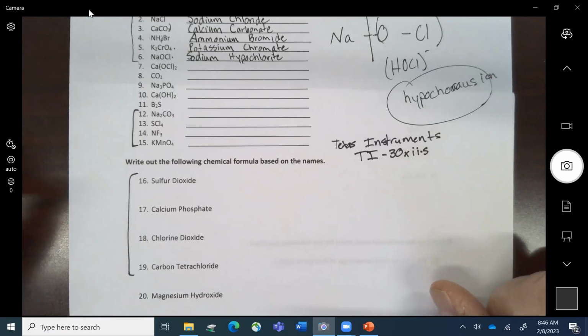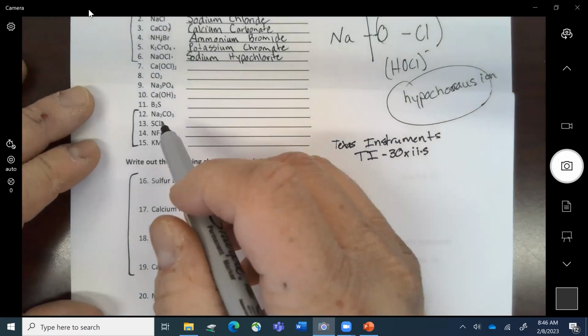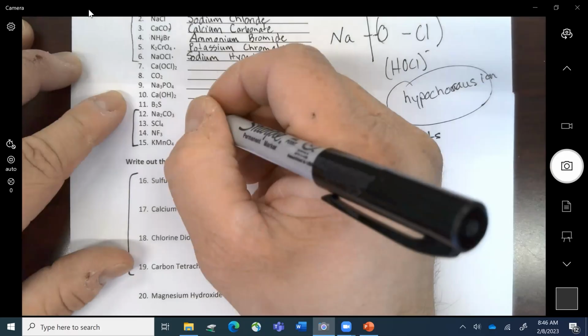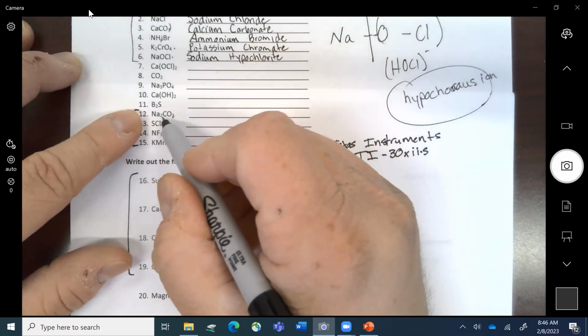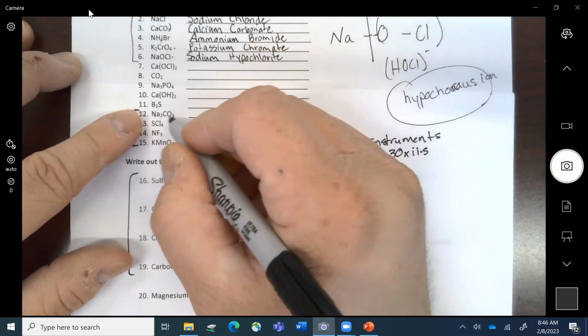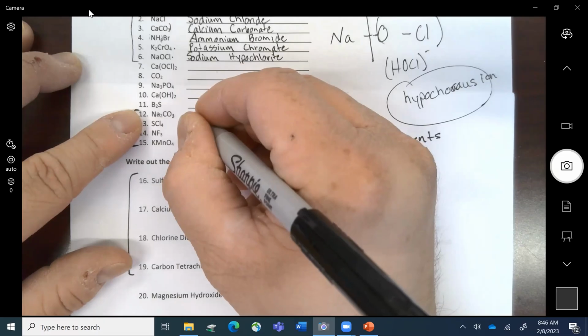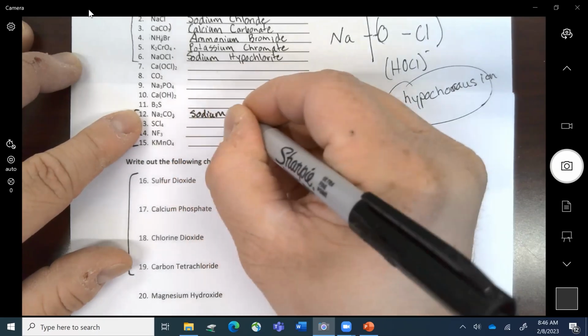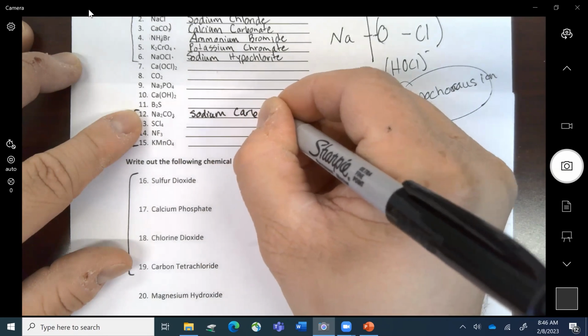All right. So with that being said, let's go ahead and name these. So I have sodium, because remember you always write, so this is ionic because it's a metal and a non-metal, which this is a polyatomic ion. So I have sodium carbonate for the first one.